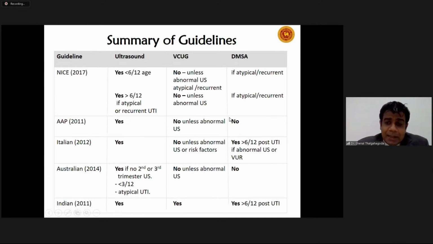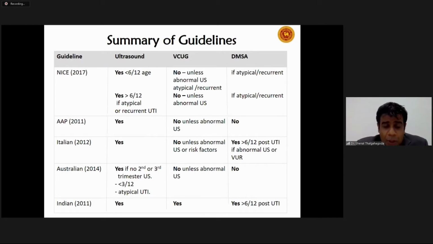Notable here is that the American guideline and the Australian guideline have completely done away with DMSA scans, though the NICE guidelines recommend them if there are atypical or recurrent urinary tract infections. Another point of note is that the Indian guidelines still stick to the 1991 BAPN guideline and recommend all these 3 entities for all patients.